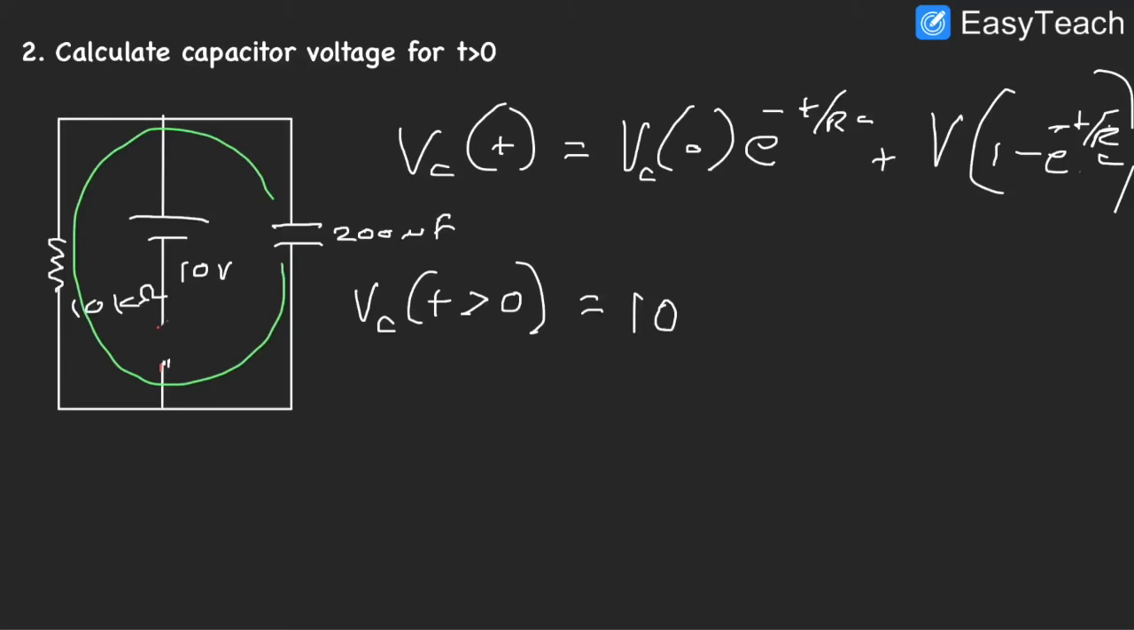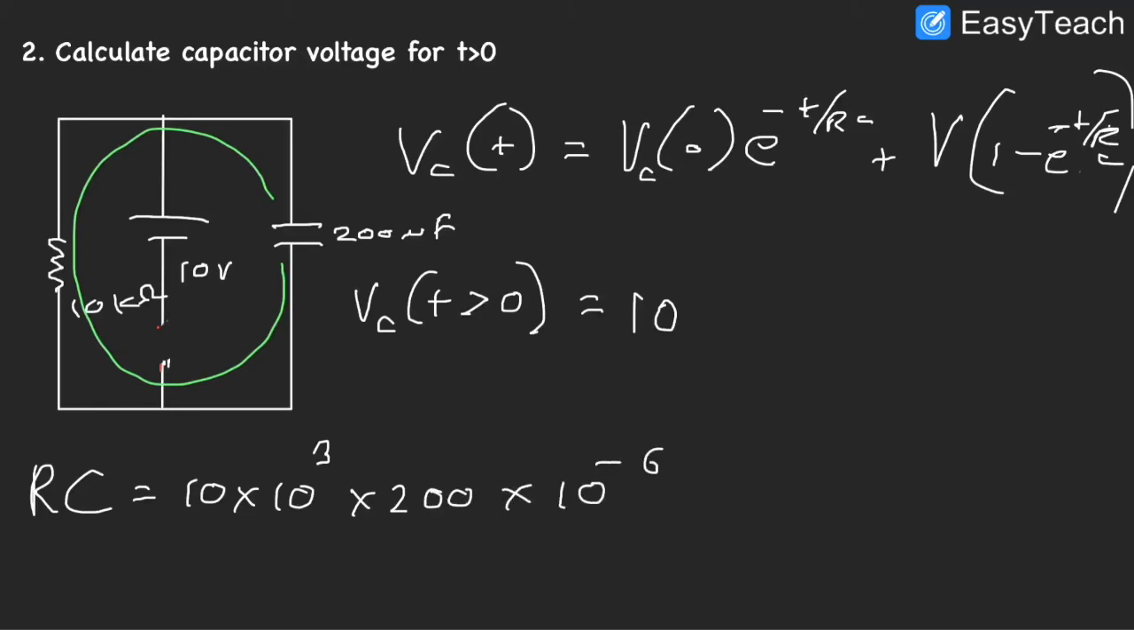So what is our RC value? I'm going to write it here. Our R is 10 kilo ohms, so that's 10 into 10 power 3. And our capacitor value is 200 microfarads, so that's 200 into 10 power minus 6. So our RC value gets to 2000 into 10 power minus 3, that's just 2 seconds. So e to the power of minus t by 2.